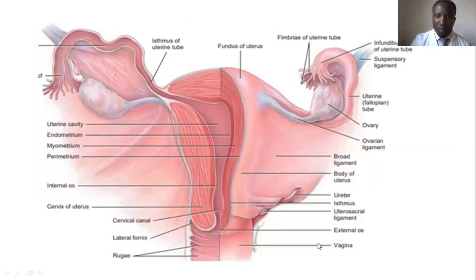So when we say tubo-ovarian region, this is what we mean. This is the ovary. Then this is the fallopian tube. This is our fallopian tube. So when we say tubo-ovarian region, this is the region that we mean, including the broad ligament anyway.